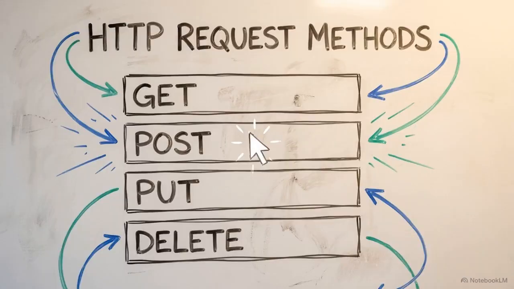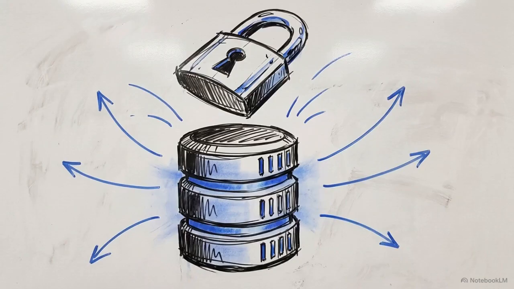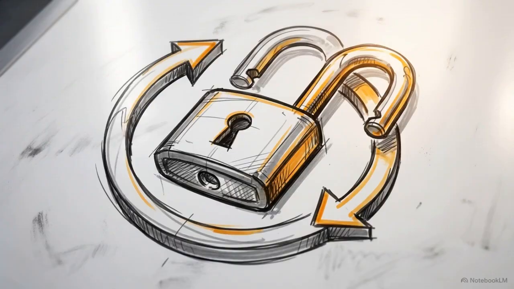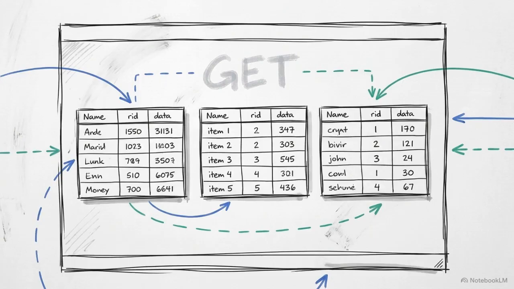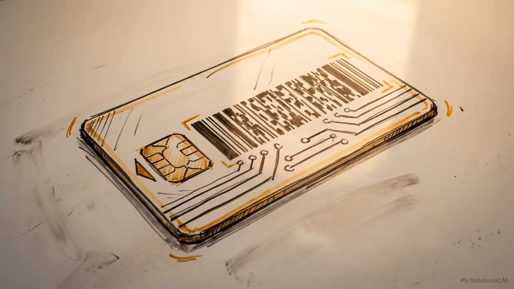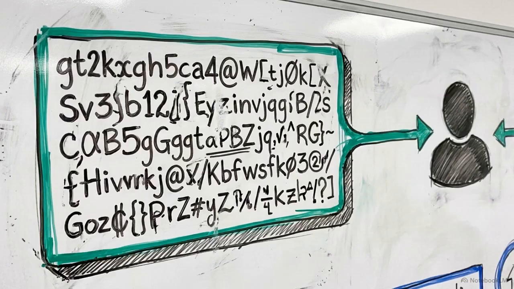The first prerequisite for mitigation is method discipline. Any action that changes the state of the database, like a transfer or a password reset, must use POST, PUT, or DELETE. GET requests must be reserved exclusively for viewing data. Once methods are restricted, we implement the anti-CSRF token. This is an unpredictable, cryptographically strong string that is bound to one specific user session.